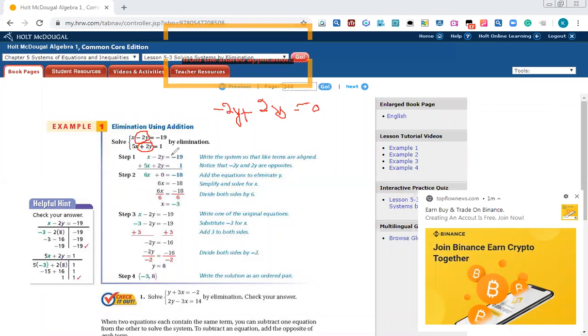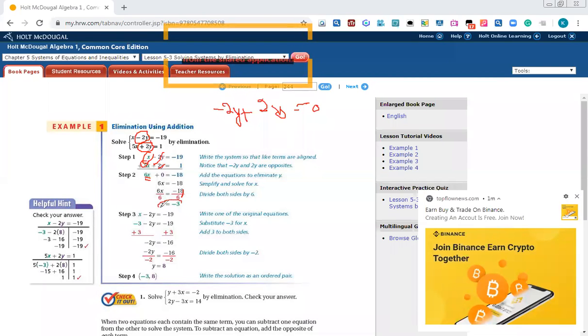So here x minus 2y equals minus 19, plus, I add these two equations, 5x plus 2y equals 1. So x plus 5x equals 6x. Minus 2y plus 2y cancel to 0. Minus 19 plus 1 is minus 18. So the answer is 6x equals minus 18. Now we can find the value of x. 6x divided by 6 equals minus 18 divided by 6. So x equals minus 3.